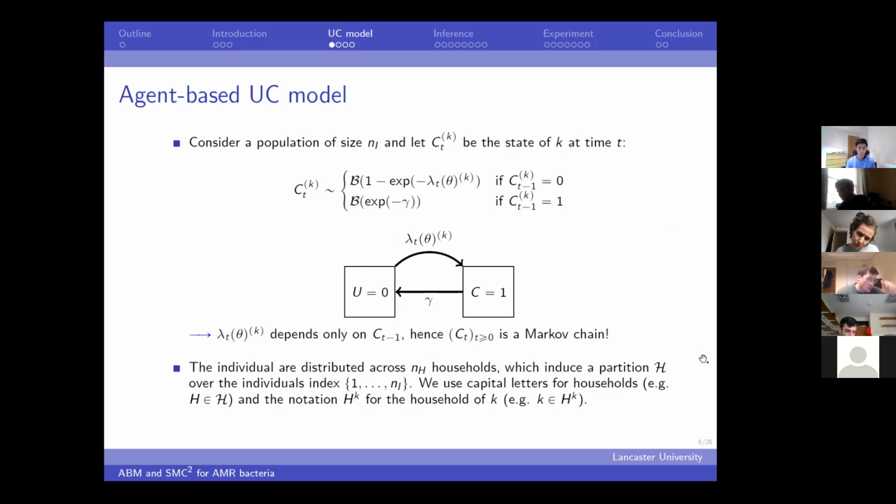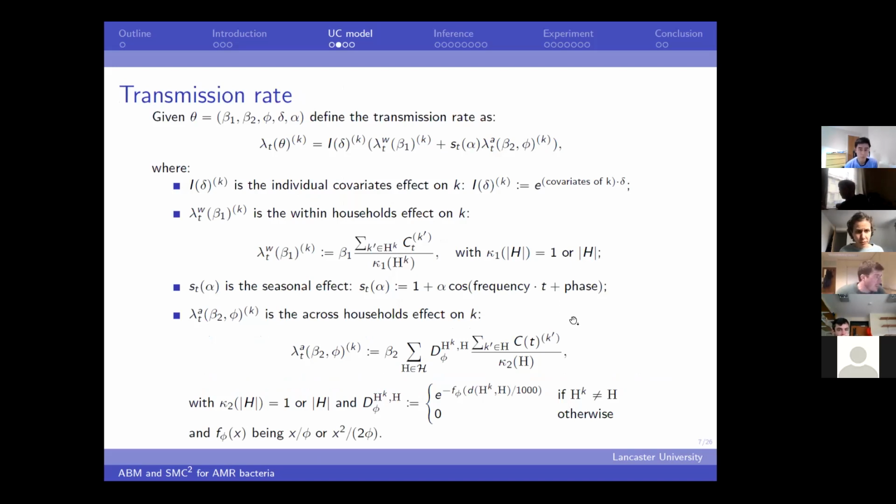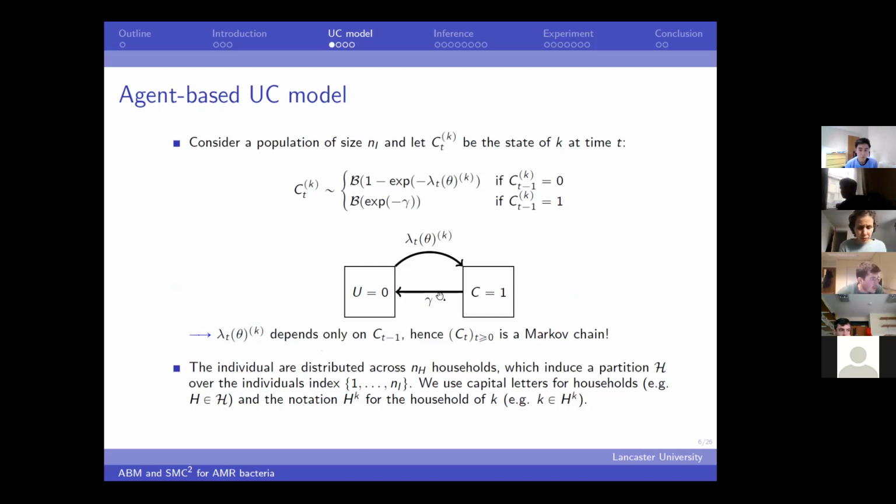And in terms of notation, I will use capital letters for a generic household and HK for the household of individual K, where this notation overlaps, of course, for example, with HK prime if K and K prime are in the same household, but it's just to have some kind of mathematical formulation. So the main part of the modeling is definitely the transmission rate, because the recovery rate here is assumed to be constant across the population and in time.